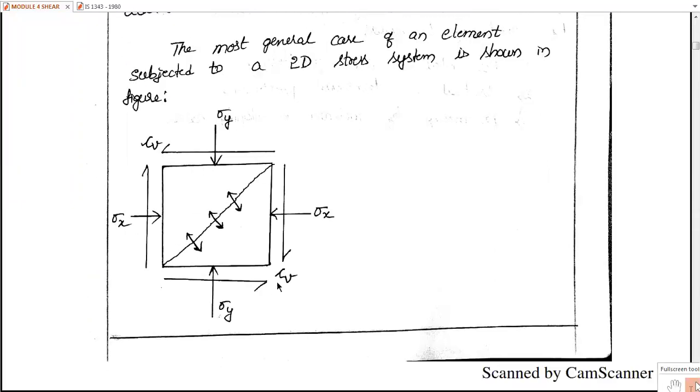This is a general 2D stress system. It is subjected to shear stresses. Sigma x is the axial stress, that is direct stress in x direction. Sigma y is the stress in the y direction. Here we can observe the shear stress, tau v. In general, by using these two direct stresses, sigma x as well as sigma y, we can calculate the major principal stress as well as the minor principal stress.